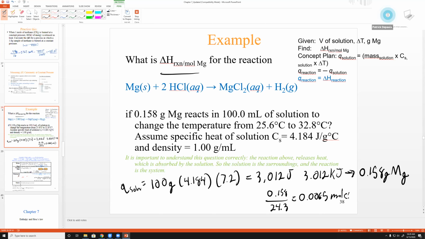moles. So let's do the work over here. We're moving over here now. So we have 0.0065 moles times, we know that, wait, we don't know that 1 mole. Hold on. We can do it a different way.